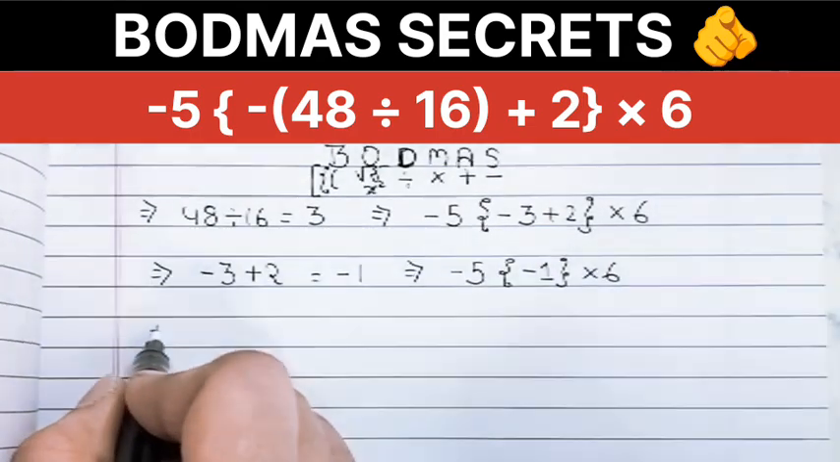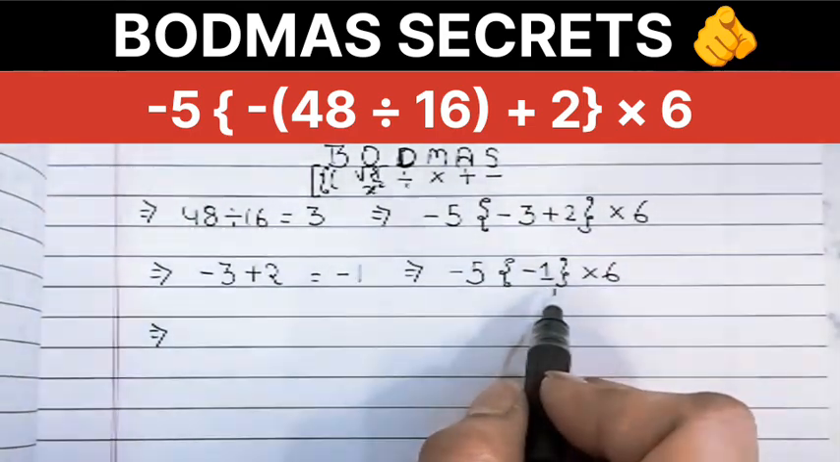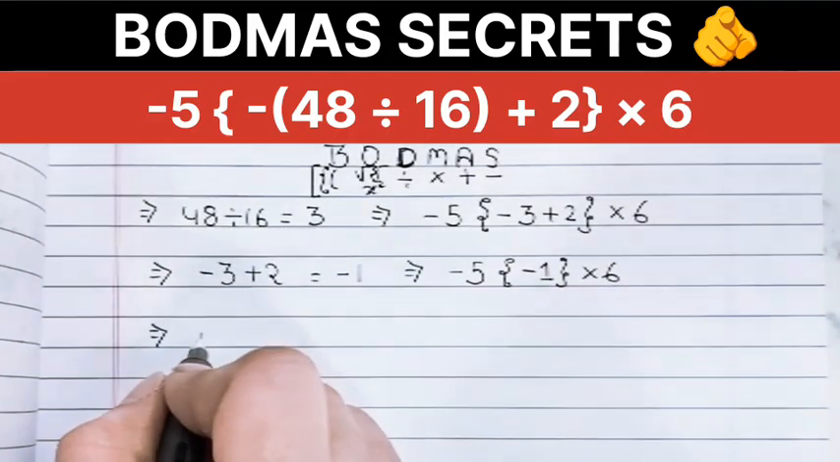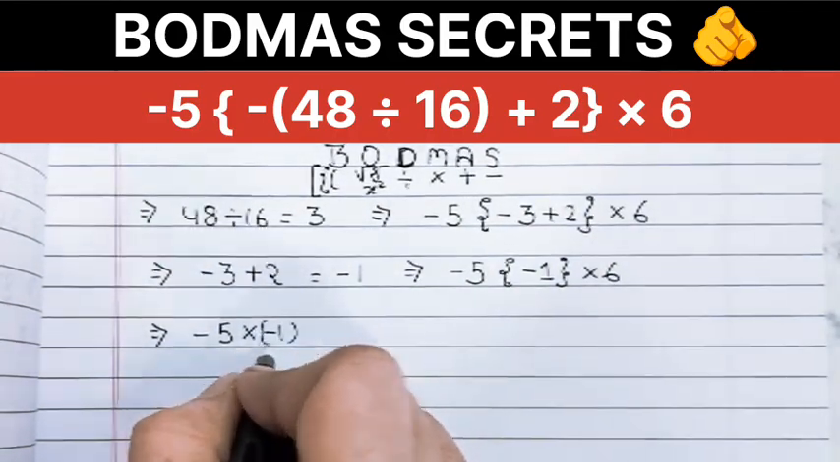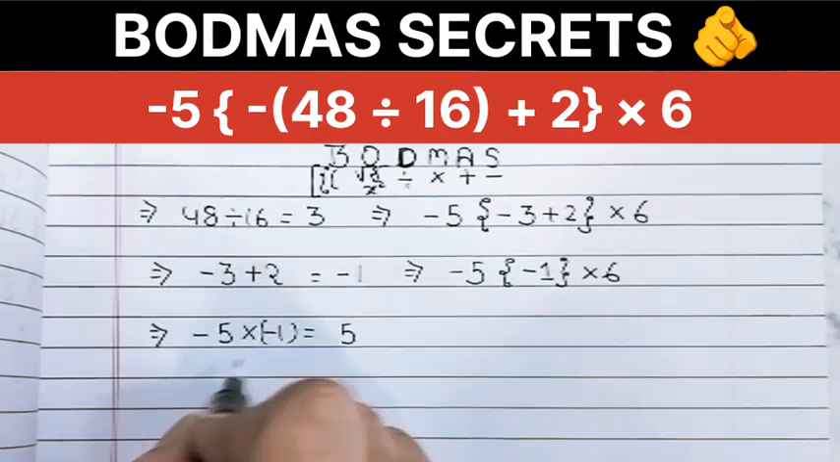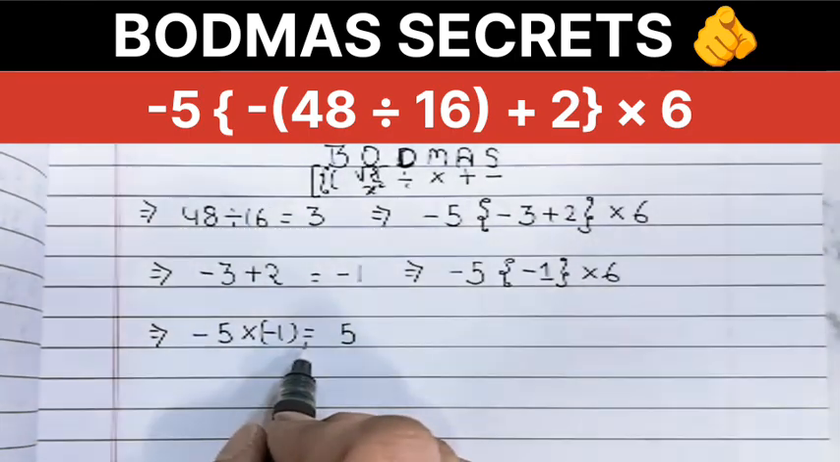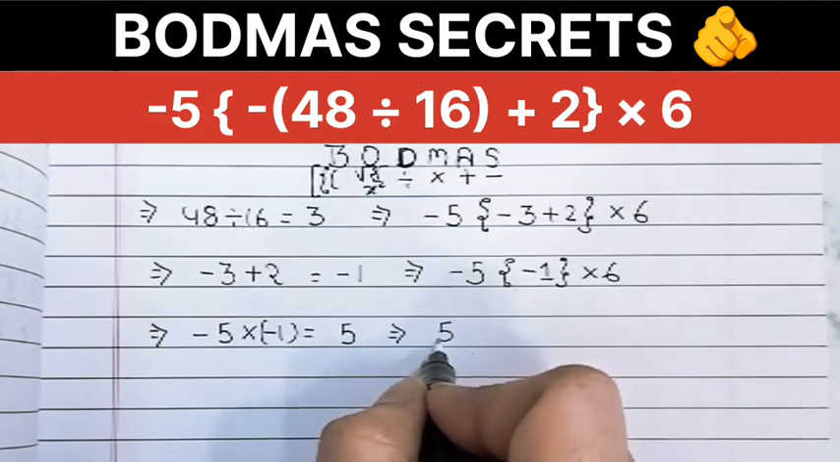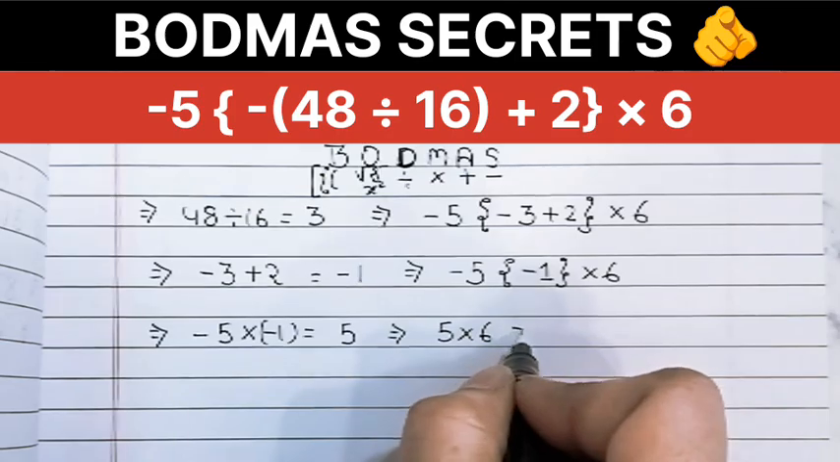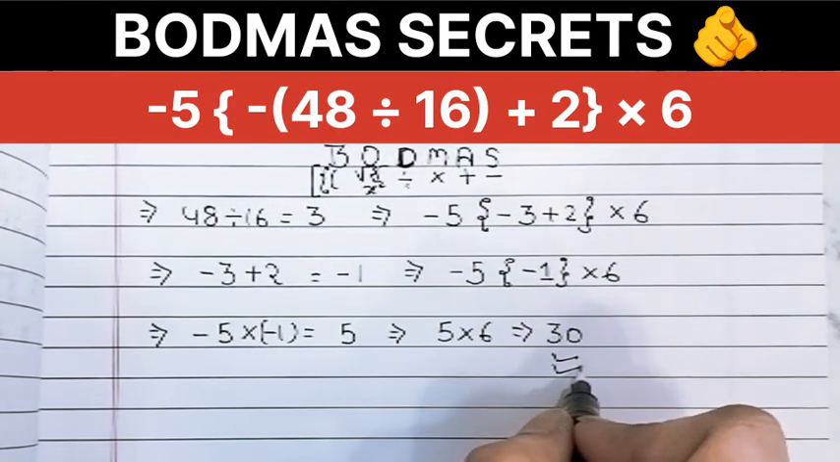Now the third step, perform multiplication. Multiply the terms from left to right. First, we solve minus 5 multiplied by minus 1 is equal to 5. Note, a negative multiplied by a negative results in a positive. So the second one is 5 multiplied by 6 is equal to 30, and 30 is the final answer.